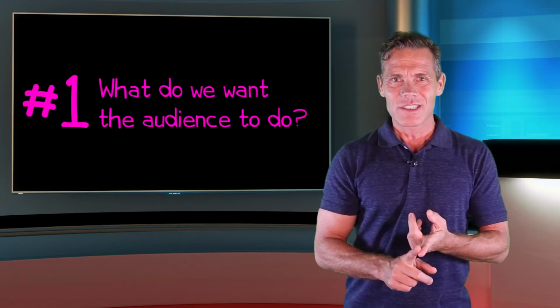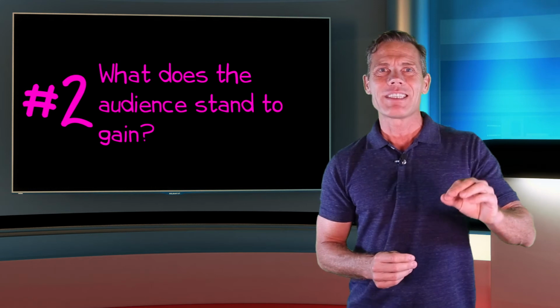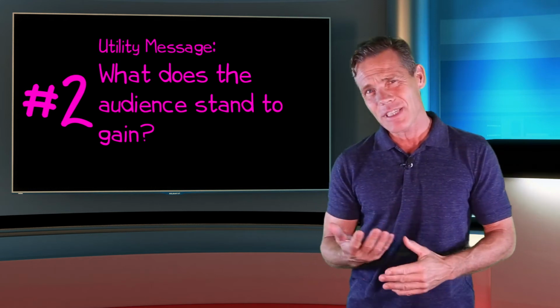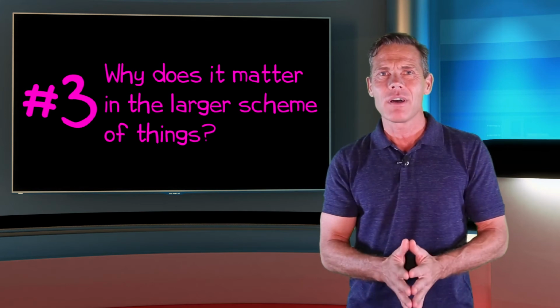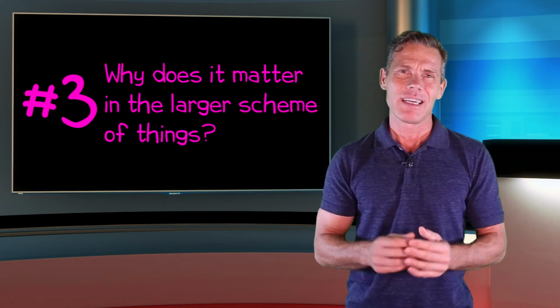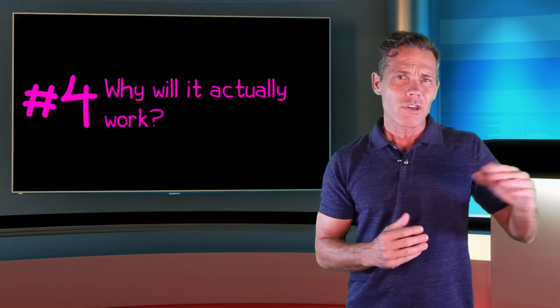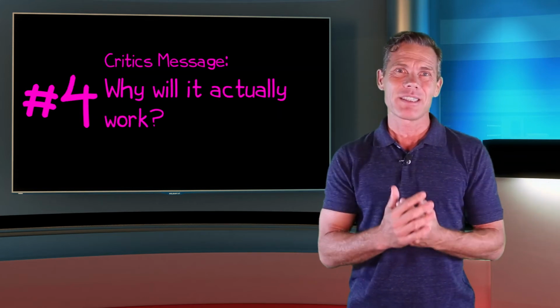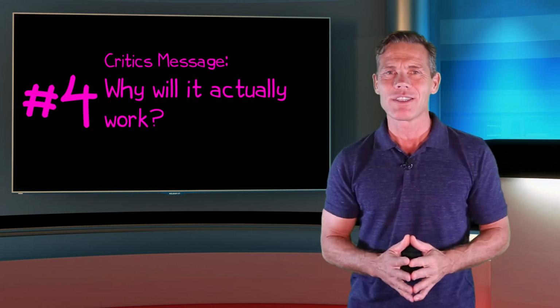What do we want the audience to do? This is the call to action. What does the audience stand to gain? I call this the utility message. Why does what you're communicating about matter in the larger scheme of things? That's the big picture message. And why will it actually work and not fail? This is the critic's message. So this solves how we generate the right key messages.